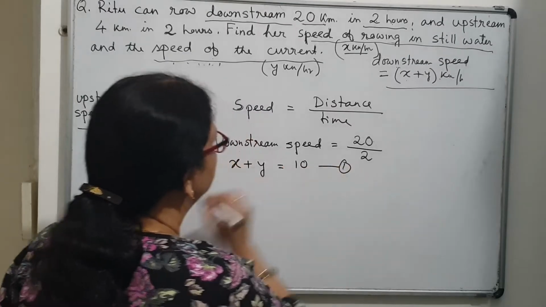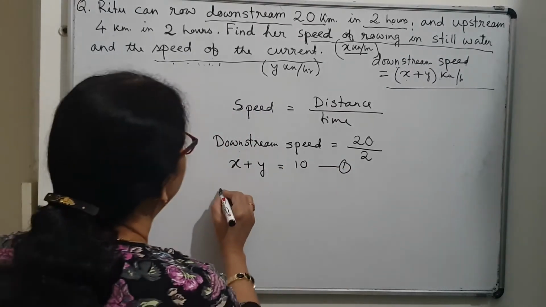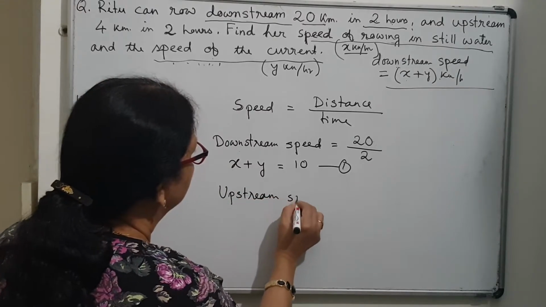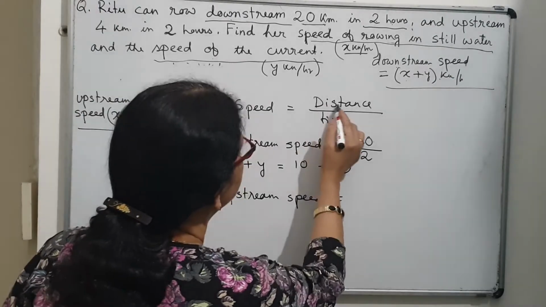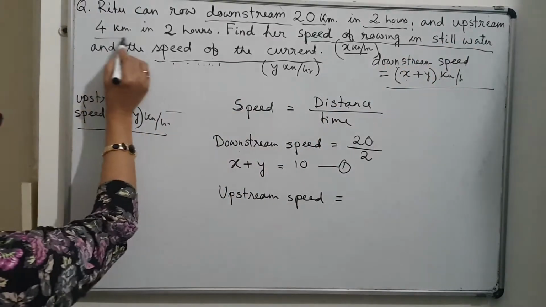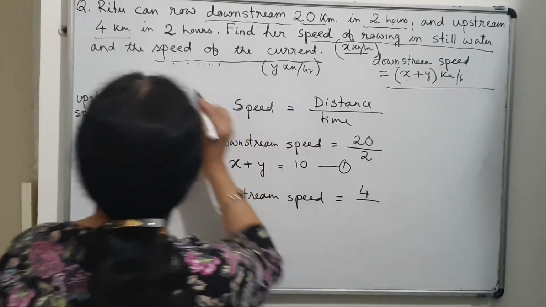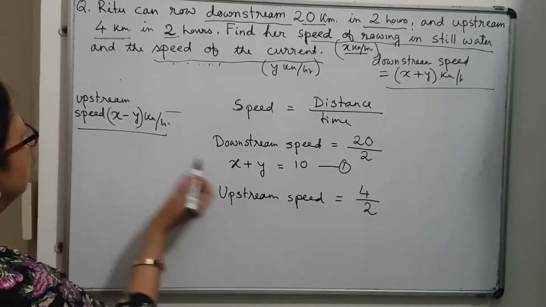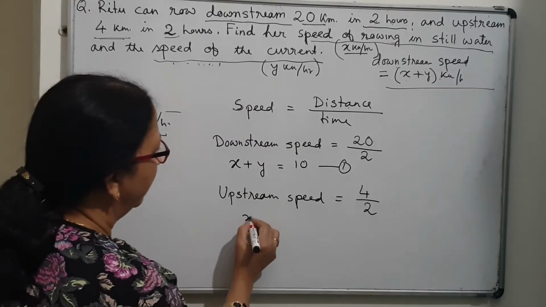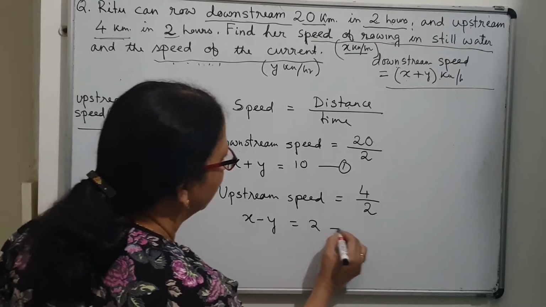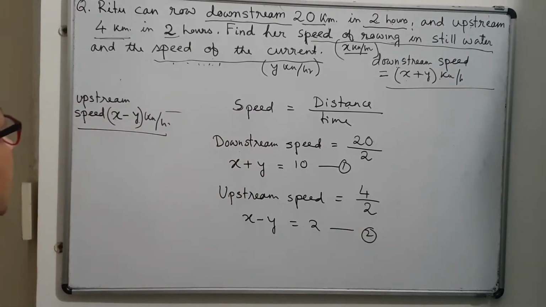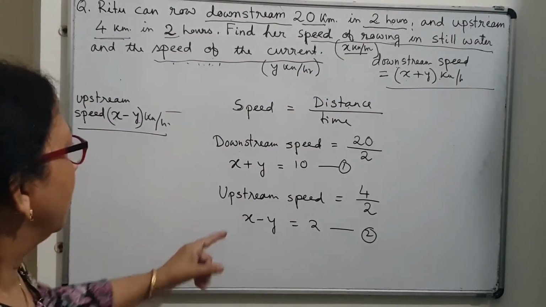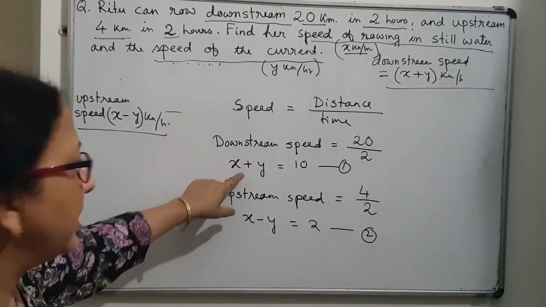So we got one equation. Similarly, we can find out the upstream speed also. What is the distance moved upstream? Upstream distance is 4 kilometer. So we write 4, and the time taken to move 4 kilometers is 2 hours, so it is 2. And by basic definition, upstream speed will be x minus y. It is 2. So you got the second equation. These x and y are defined before writing all these things. So now we got two very simple equations which are very easy to solve.